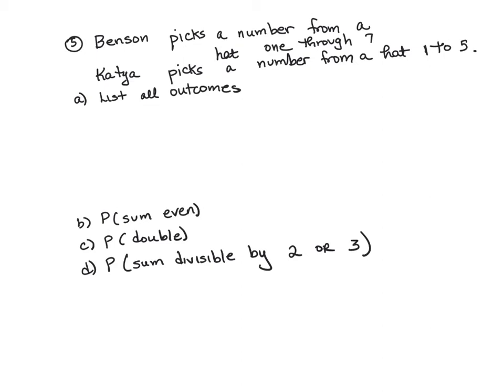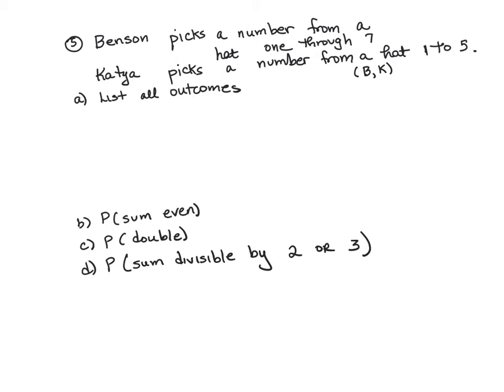Suppose we put the numbers 1 through 7 in a hat, and we ask Benson to pick a number from the hat. And then we have the numbers 1 to 5, we put those in a hat, and Katya picks a number from the hat. Let's list all the possible ordered pairs that can occur, with the understanding that the first number is what Benson picked, and the second number is what Katya picked. Okay, let's try it.